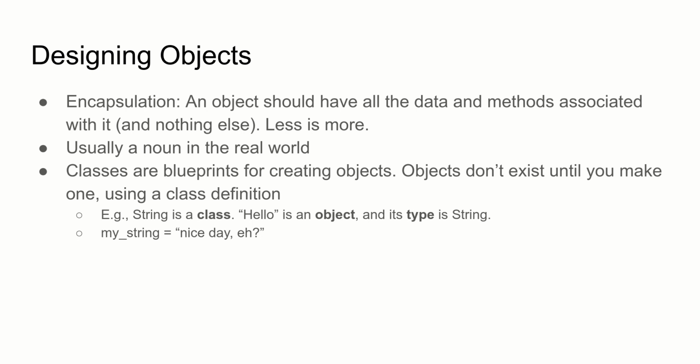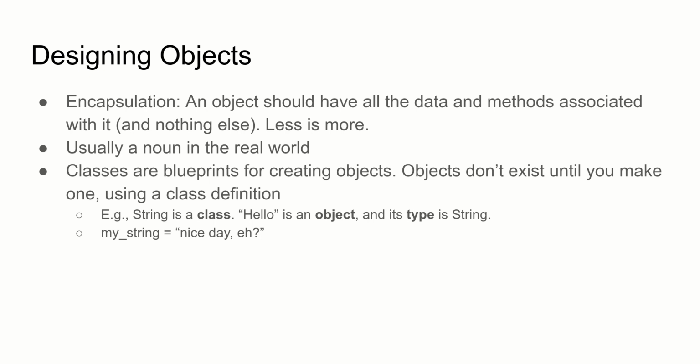So again, string is a class. The actual string, hello, that sequence of characters, is an object. The type, when we talk about types, is the same as the class. Its data type is string. So each object has a type associated with it. That type is the class that was used as a template to create it.